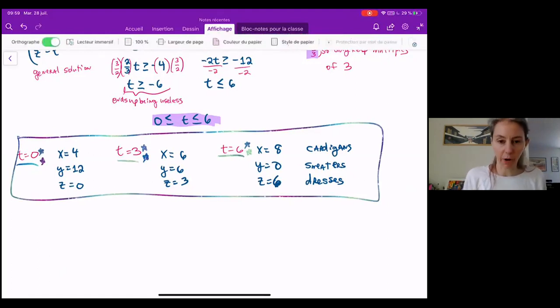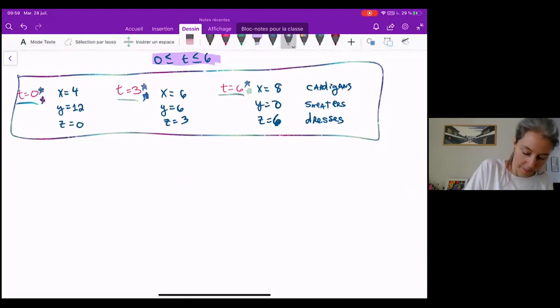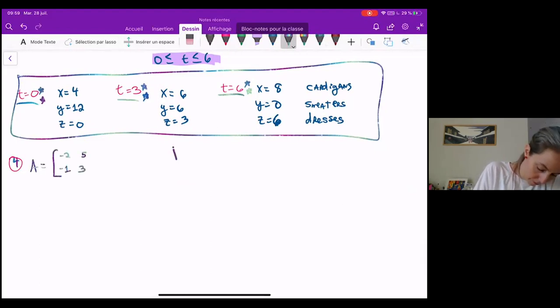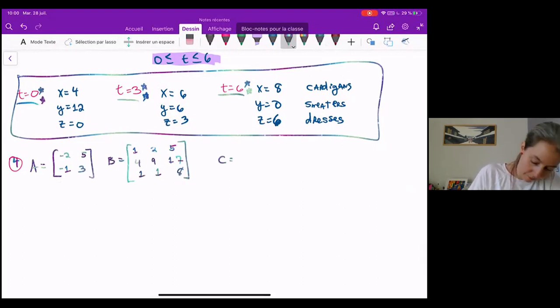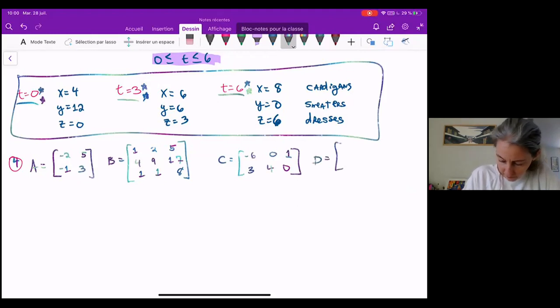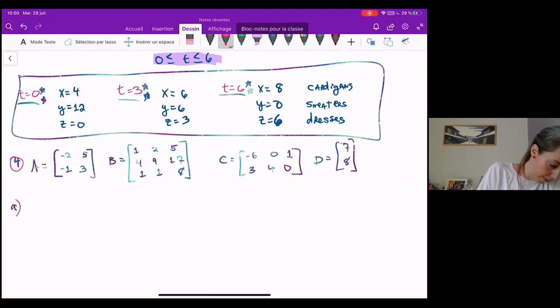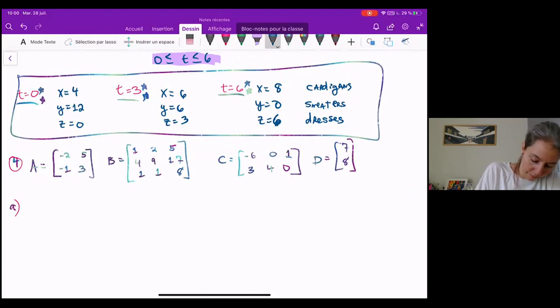Okay. Are there any questions about this problem? Just going to write the matrices for 4 down really quickly. I am going to ask you in half an hour if you want one.